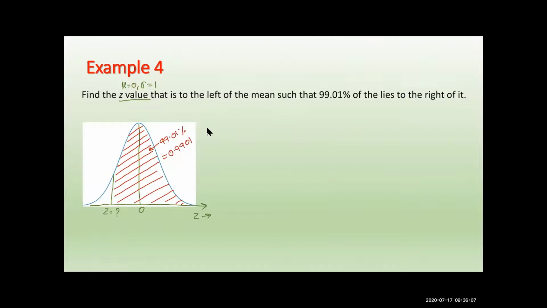Which is the same as 0.9901. But what we already know is in order to find the z score, we need the area on the left. So from the 1, we have to subtract and get this area. So that's our first thing. Area to the left of z is equal to 1 minus 0.9901, which is equal to 0.0099. Subtract that in your calculator. 1 minus 0.9901, it should be 0.0099. That is the value of your area.